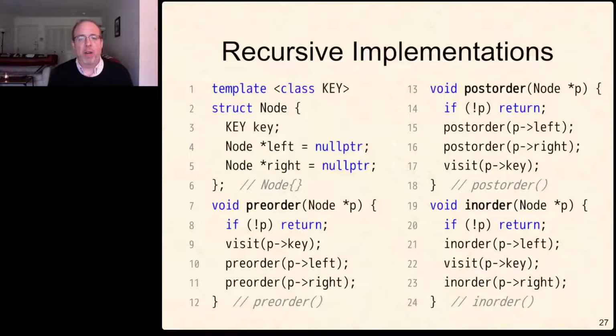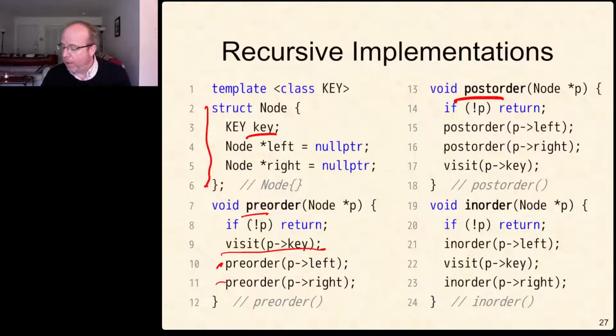The recursive version of the pre-order, if we have the definition of the node we had before, where we have a key and a left and a right, is we visit the key, process the key, and then we recurse. The definition of post order is we recursively descend through the trees and then we visit the key. And the version of in order is we recurse on the left, then we visit, then we recurse on the right.